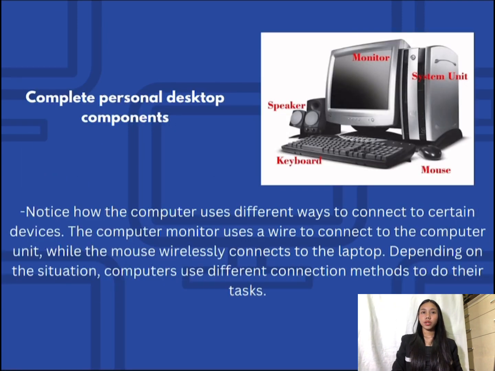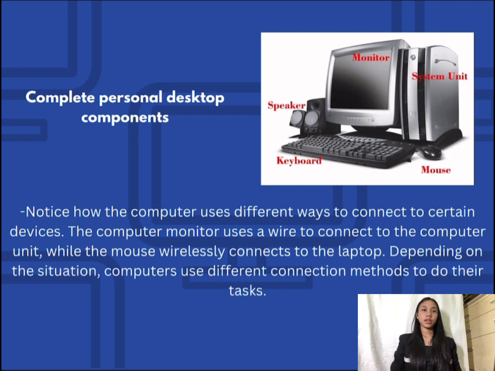Notice how the computer uses different ways to connect to certain devices. The computer monitor uses a wire to connect to the computer unit, while the mouse wirelessly connects to the laptop. Depending on the situation, computers use different connection methods to do their task. There are two main types of connections, wired and wireless.